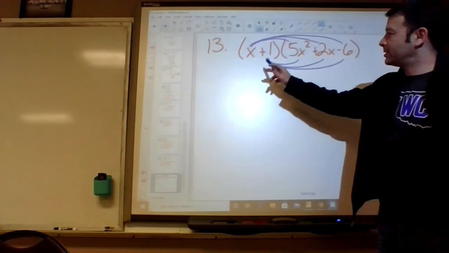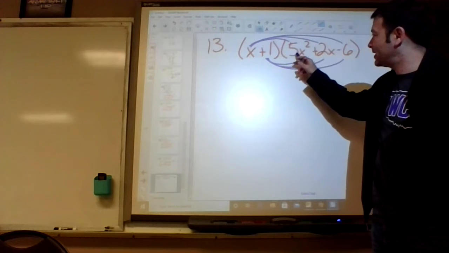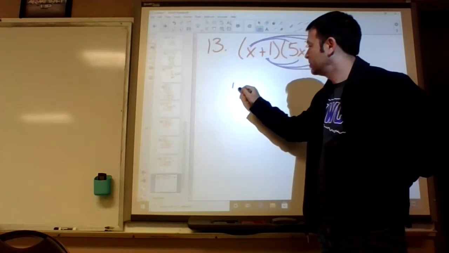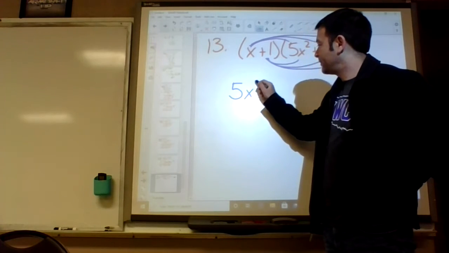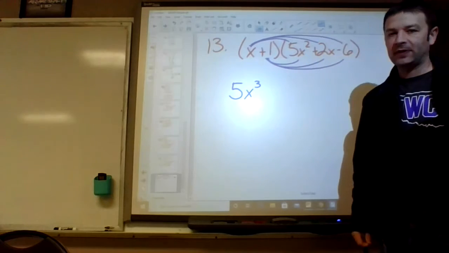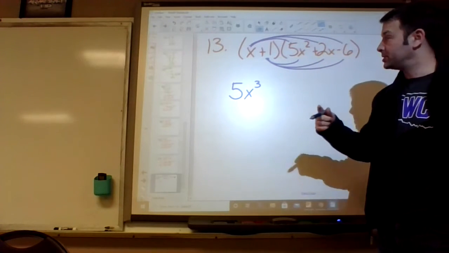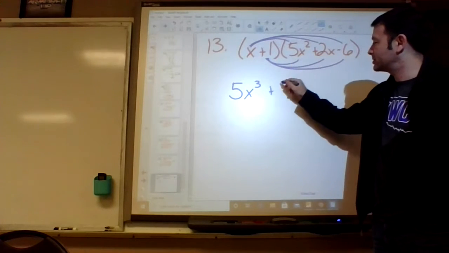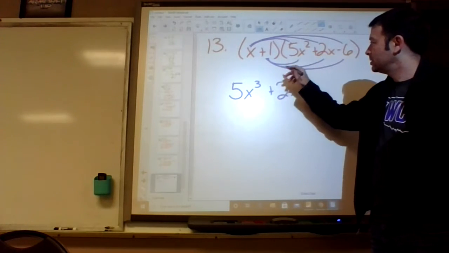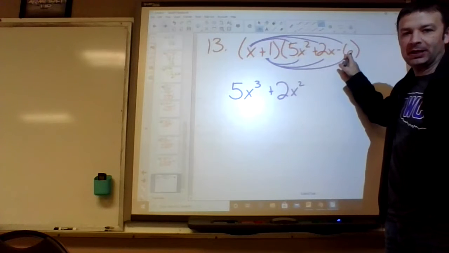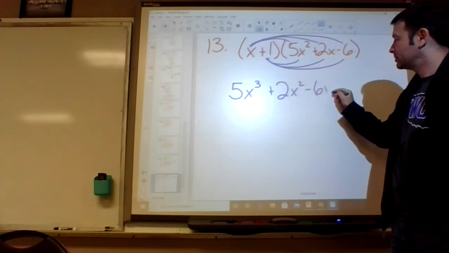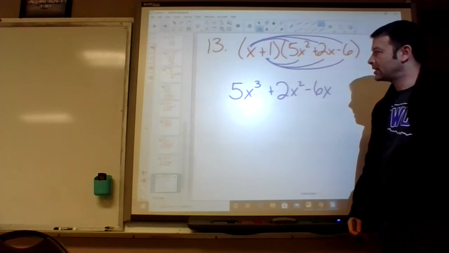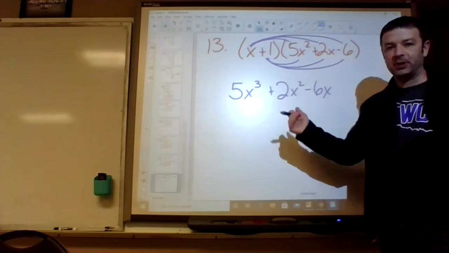Okay, let's start with the x. If I do x times 5x squared, basically I have 3 x's multiplied together, so it's 5x cubed. The exponent just went up 1. Plus x times 2x plus x times minus 6. Okay, that's all the x's multiplied out.